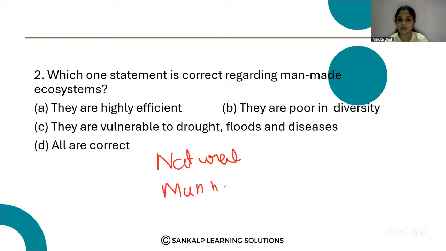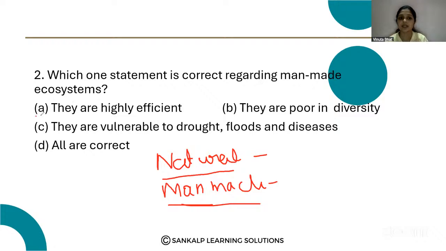Natural ecosystem means, for example, forest, grassland and pond. So these all are natural ecosystems. Man-made ecosystem means, for example, aquarium, where the fishes are reared. Then crop fields, then garden. So these all are man-made ecosystems. So here, which one statement is correct regarding man-made ecosystem?